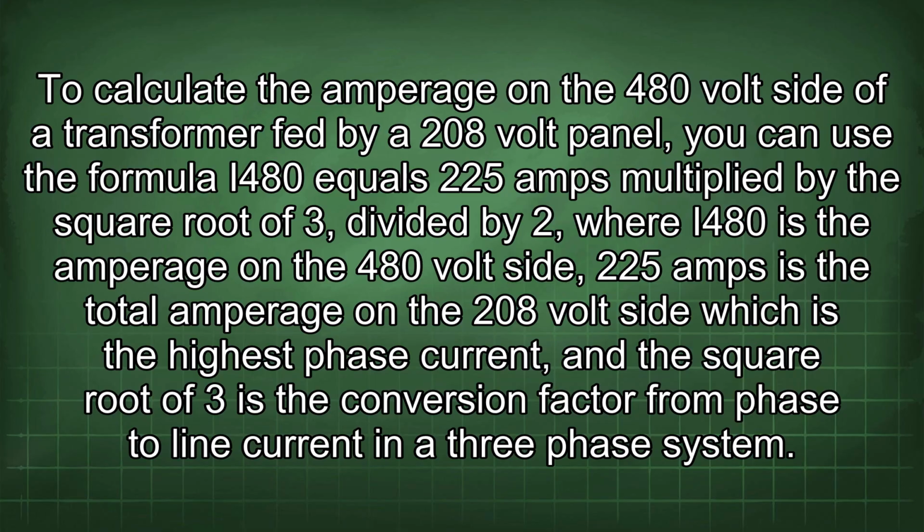225 amps is the total amperage on the 208-volt side, which is the highest phase current, and the square root of 3 is the conversion factor from phase to line current in a three-phase system.